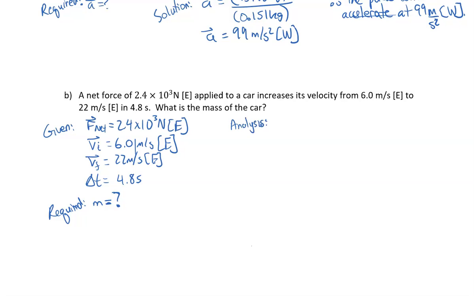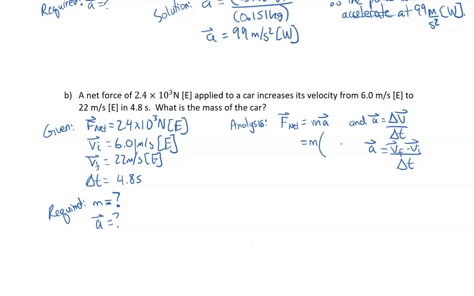Well, we know F net. We need to know acceleration in order to find the mass. Well, we know F net is equal to mass times acceleration. But we also should know, and remember from our last unit, that acceleration is the change in velocity divided by the change in time. In other words, it's v final minus v initial divided by the change in time. And so you could solve the acceleration separately and then sub it in, or we could start getting comfortable with subbing two equations together, and that's what I'm going to do here. So I'm going to replace acceleration with v final minus v initial over the change in time.